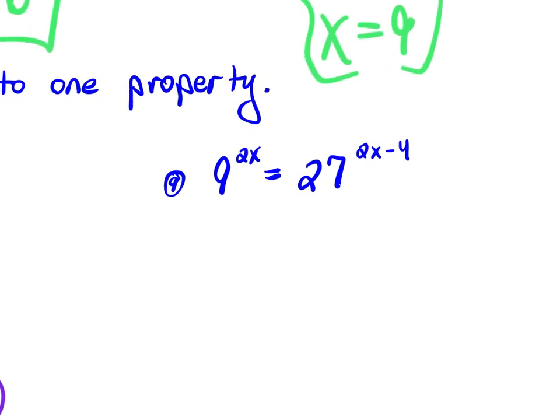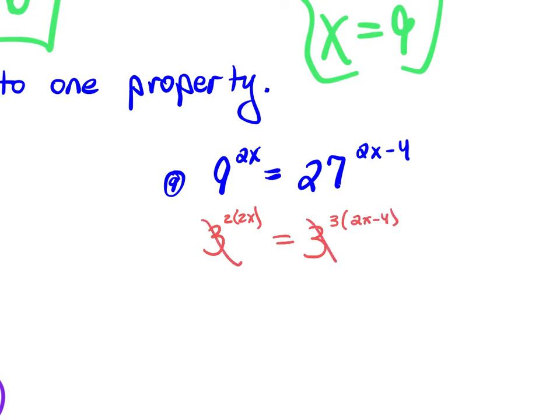Here, I'm looking, and I say, okay, one-to-one property. Well, rewrite each number with the same base. So 9 is the same as 3 squared. So I can say 3 to the second power times my exponent of 2x. 27 is 3 to the third power. So I can say that times my exponent of 2x minus 4.